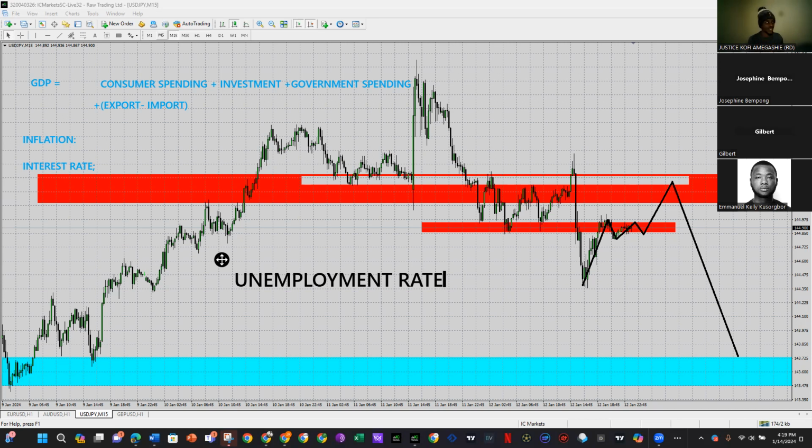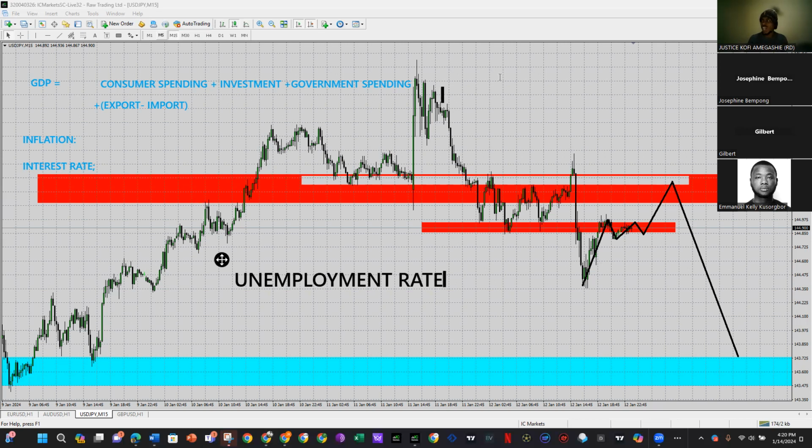Okay, so we say when GDP is good, it is good for the currency. If CPI is high, it's bad for the currency. If export is higher than import, it's good for the currency. Inflation is high, it's bad for the currency. If interest rate is high, it's good for the currency. If unemployment rate is high, it's bad for the currency. Yeah, so these news are most of the time referred to as high impact news.